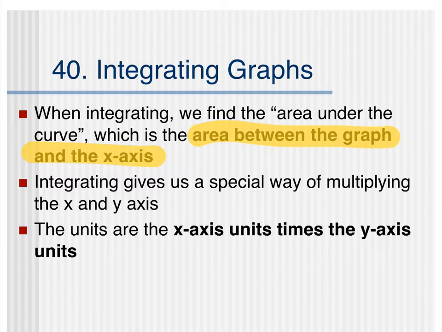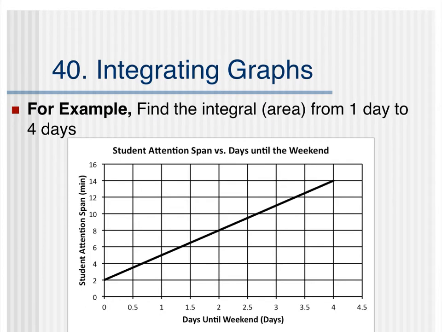But what it really gets at, what it really does, as we were talking about on the last slide, is it gives us a special way of multiplying the x and the y axis. All right? And the reason why I say it's a special way is that it allows us to deal with situations when the value in the y is changing, when it's a non-constant y value. The units, since we're multiplying the y and the x-axis together, is simply going to be the x-axis times the y-axis. So let's take a look at an example here.